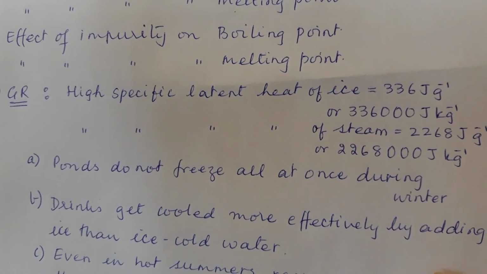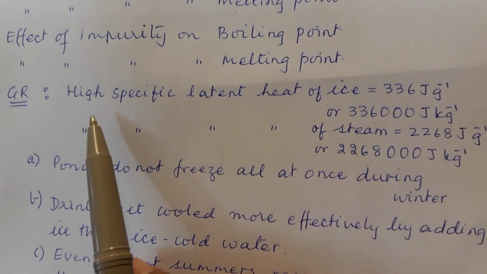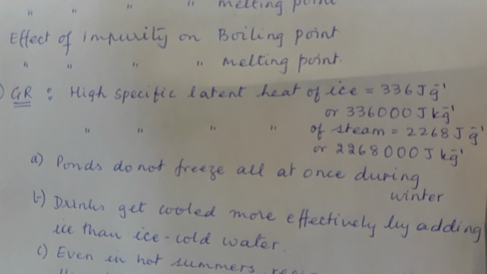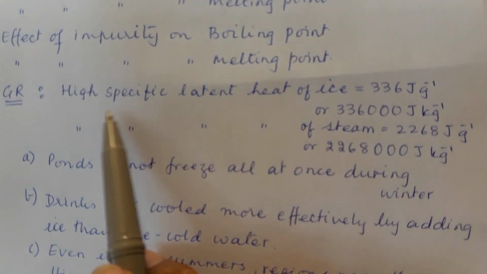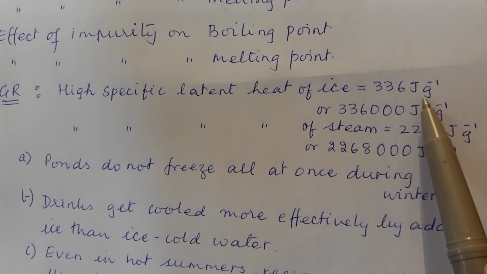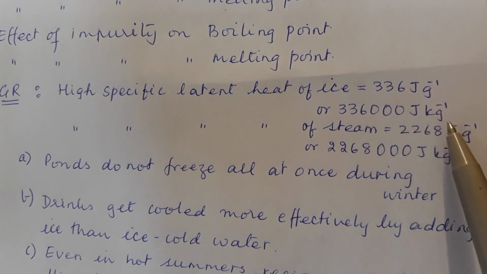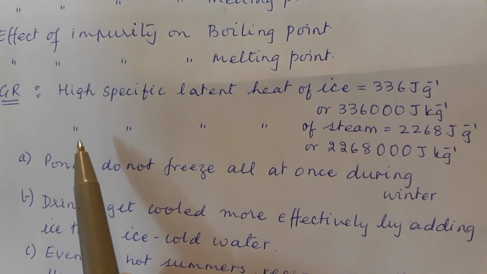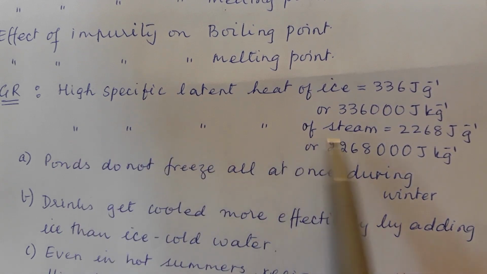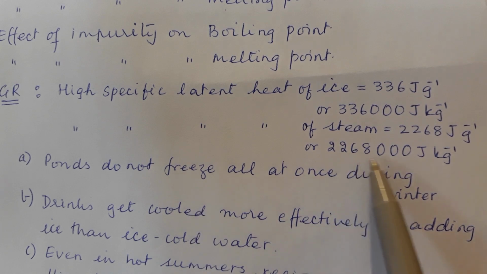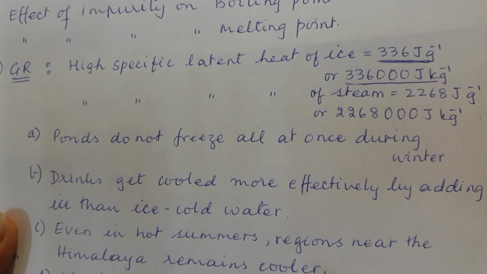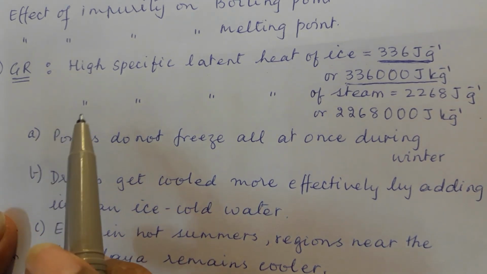We have the give reasons which are based on latent heat. Here we'll have to make use of the fact that specific latent heat of ice is 336 joule per gram or 336,000 joule per kg, and the specific latent heat of steam is 2268 joule per gram, or it will be 2268000 joule per kg. Now let us see the give reasons based on this.